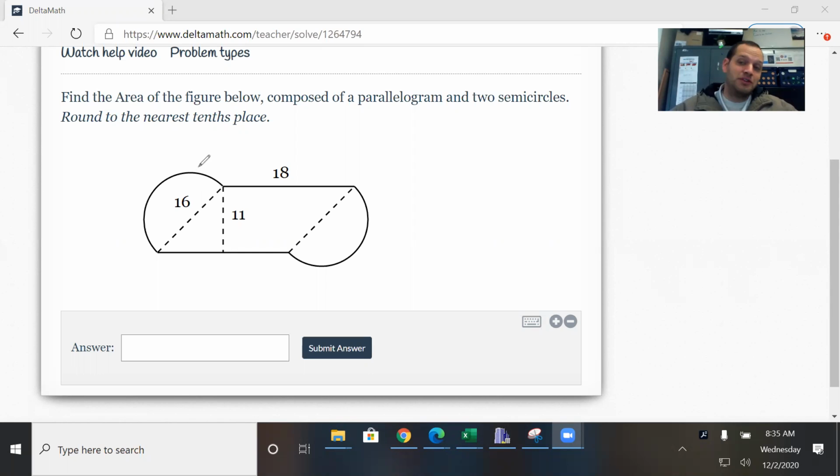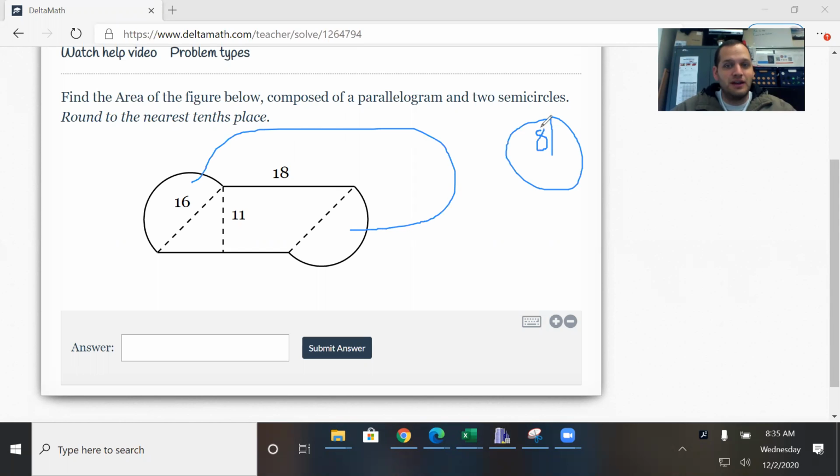Well, there's a couple ways you can do it. How I would probably do it is I'd look, hey, I've got two halves of the circle. If I have two halves of the circle, isn't that a whole circle? So I have one circle that has a radius of 8. So what's half of 16? It's 8. And the formula to find the area of a circle is pi r squared.